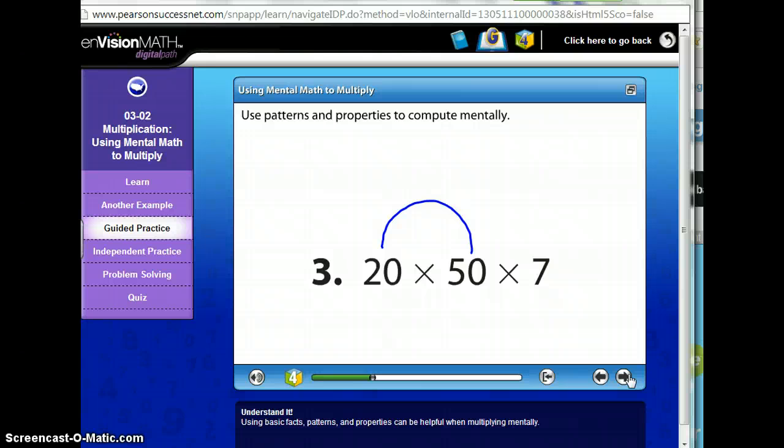Well, ignore the zeros. What's the basic math fact? 2 times 5. 10. And then you put in your 2 zeros. So you're right, you have 1,000. Now, you're done with those. So now you have 1,000 times 7, which is what, Alexis?